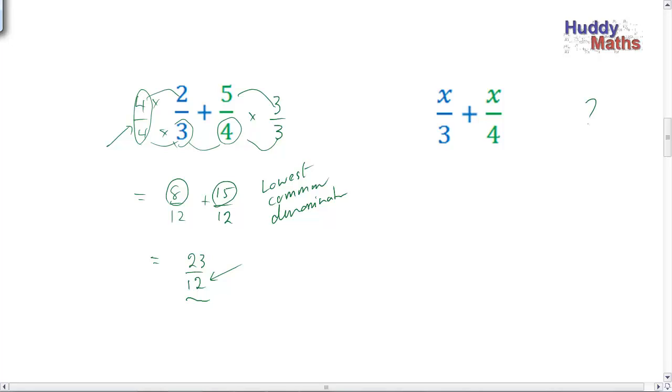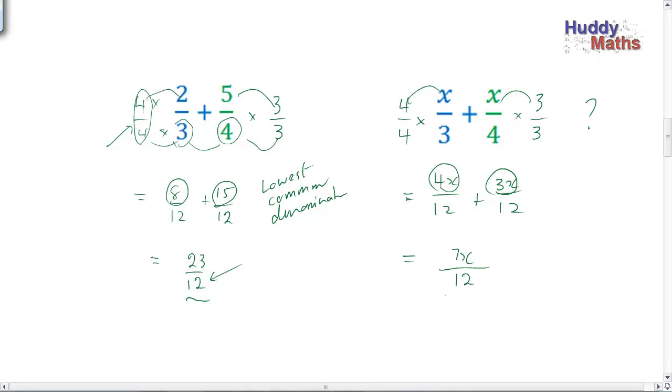Well, what would it be in algebra land? Well, surely, because x is just standing for an unknown number, we will go for the same denominator. So this would be 4x on 12 plus 3x on 12. And because they're all twelfths, we can add them up. Common denominator, 4x plus 3x, 7x, lots of 12.